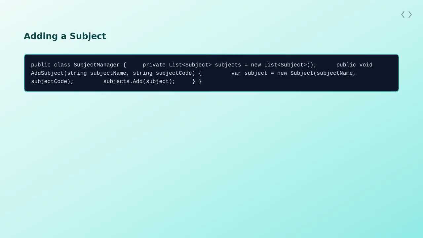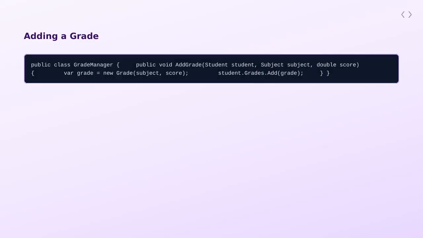Now we're on adding a subject. Review the class shown on screen and how its members are organized. Adding a grade, let's dig in. This slide introduces a class definition. Study the structure in the code sample.